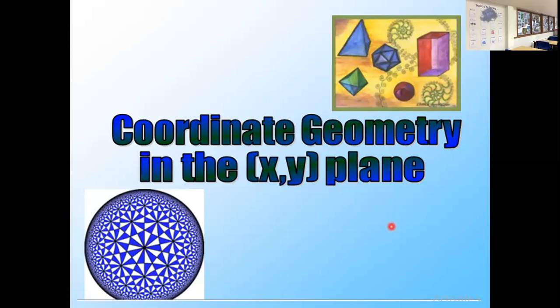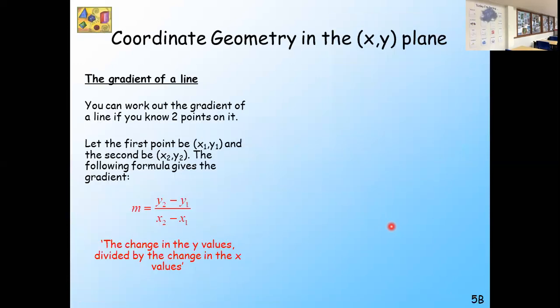Now, everything we're going to talk about here in coordinate geometry has to do with the straight line. So we will be talking about finding the gradient of a straight line. We'll also be talking about finding the middle point or the midpoint of a line segment. We'll also be talking about finding the distance between 2 points on that straight line. Now, what is a slope or what is a gradient?